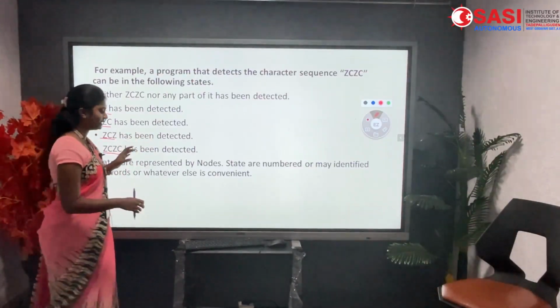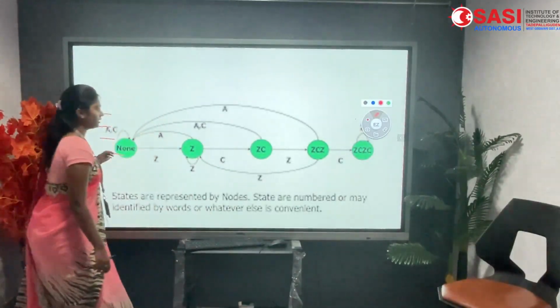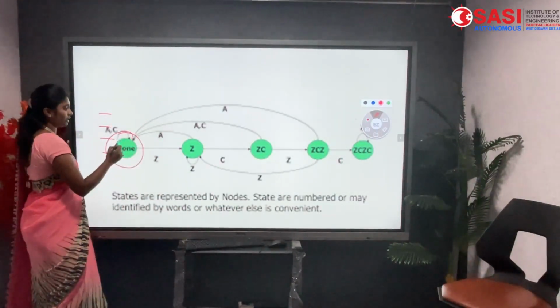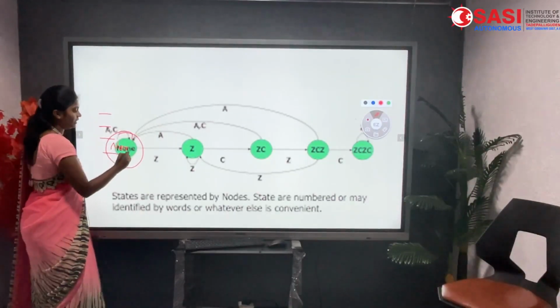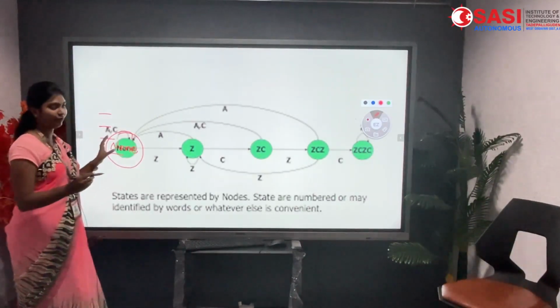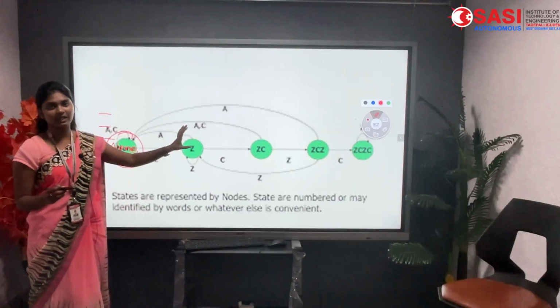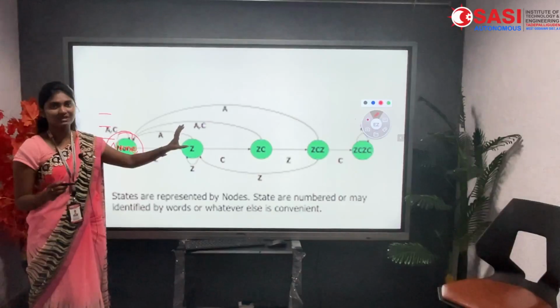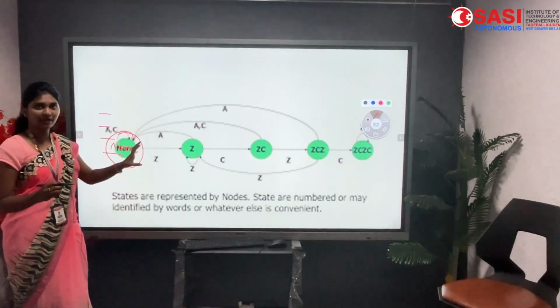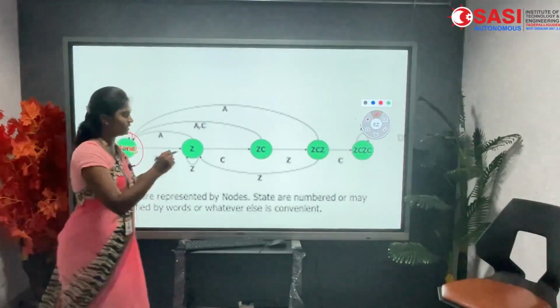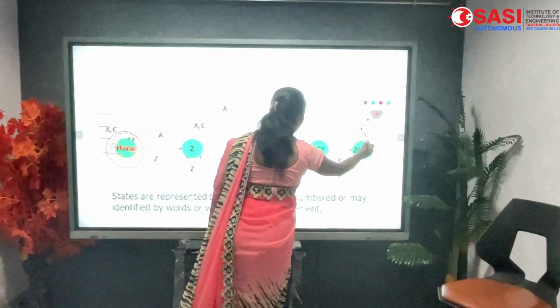Okay, so the next one. See, graphically, the first state is the null state. Why is it using the null state? I am defining this null state as connected with all the states which are connected with ZC. First I am defining ZC. This is a unique one, no? So it is represented as the unique state.